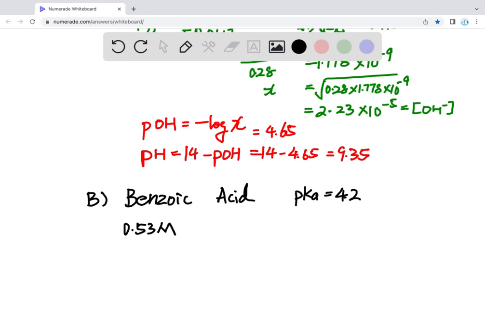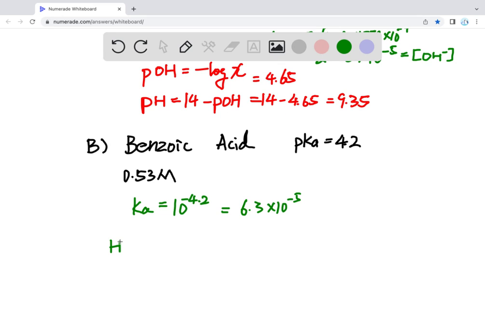So same here. First, we can calculate the Ka for the acid, which is 10 to minus pKa, 10 to minus 4.2. That's equal to 6.3 times 10 to minus 5. So for the benzoic acid, we use HA to indicate. It dissociates into the proton and the A minus.